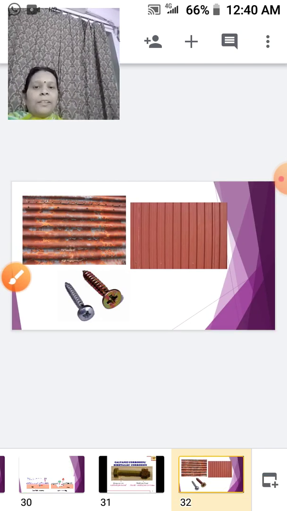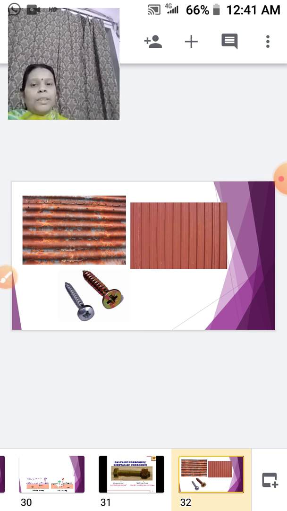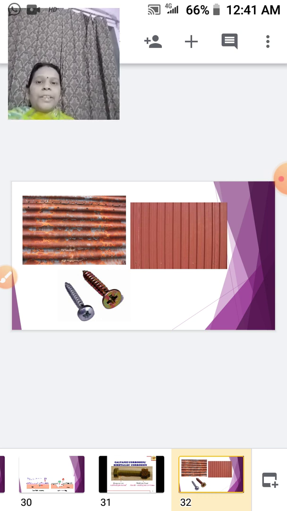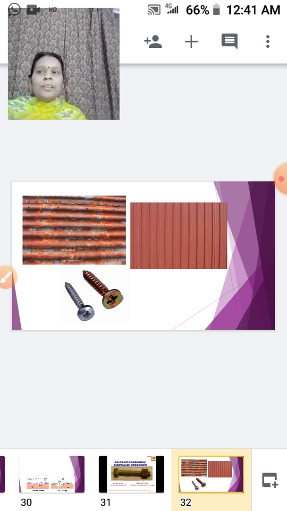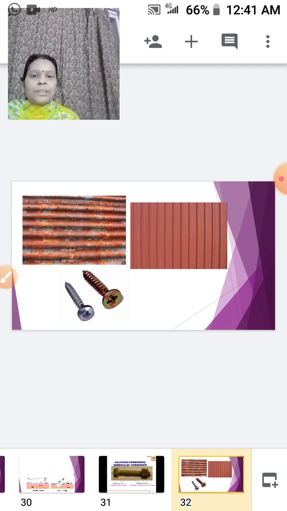Here you can see again the screws, one screw is your normal screw and the other one is your galvanized screw, and then the sheds. So here the tin sheds are there and these sheds are galvanized, so they can be protected after galvanization.